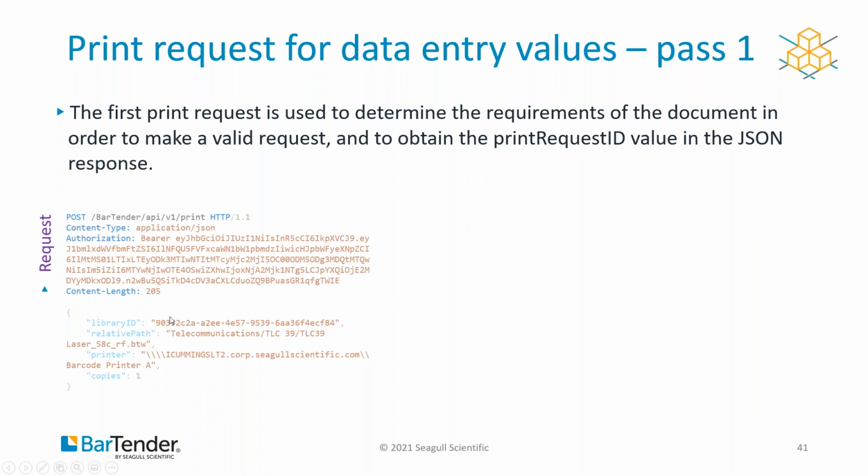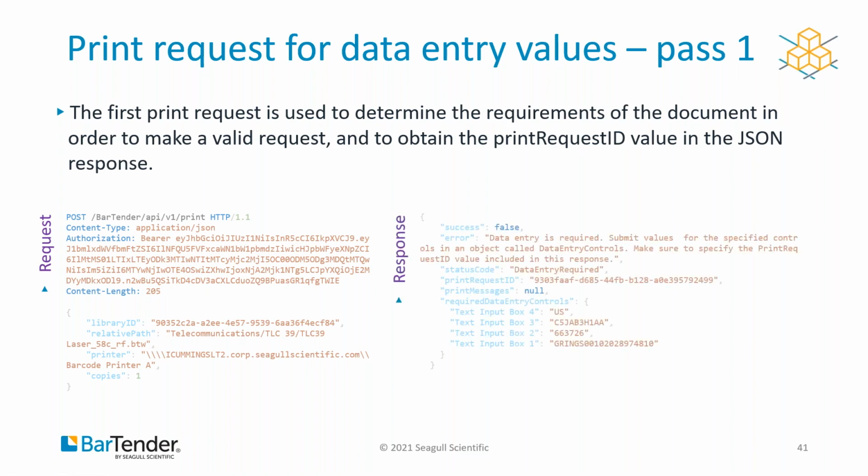You simply got a list of the documents in a particular library folder, and you wish to print one of those, but you don't know what the data entry form controls are. So you don't know how to set them. So you make a blind request to print that particular document.